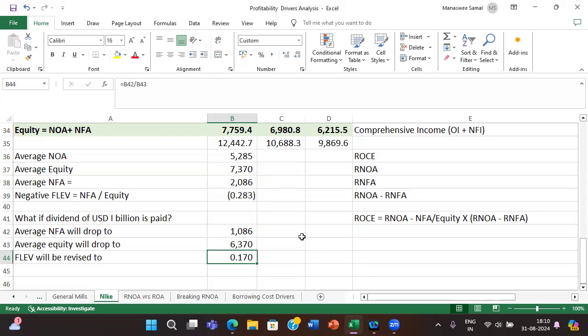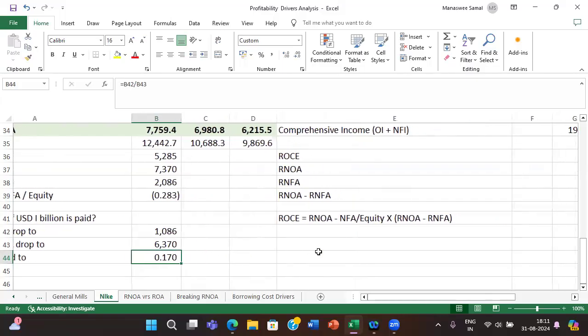Then the question is, this FLF, this number, will also change, isn't it? That is B42 by B43. So we are taking the revised number. Still it is NFA. Please don't misunderstand this as a positive financial leverage. I have not put it within brackets; that is the absolute value I'm referring to. Since you still have NFA, it's a case of negative leverage.